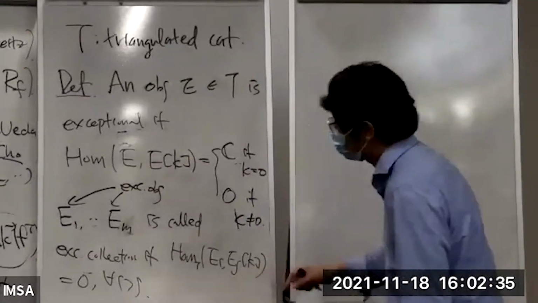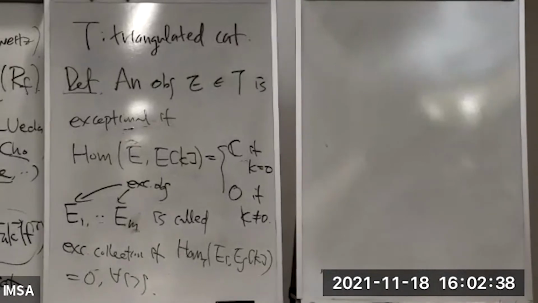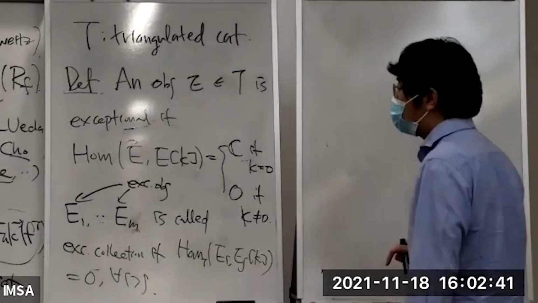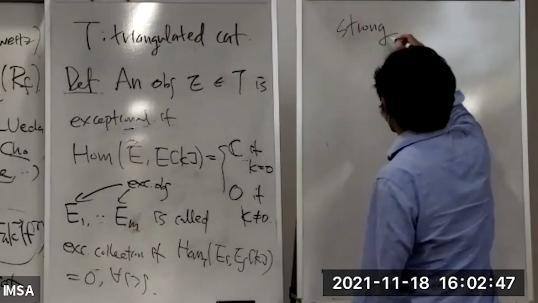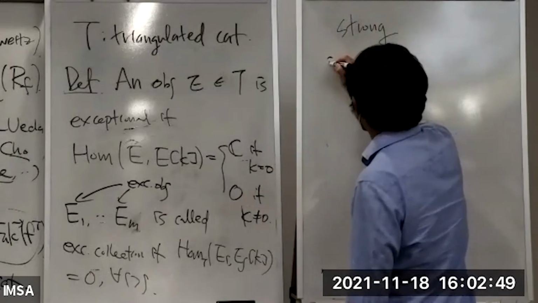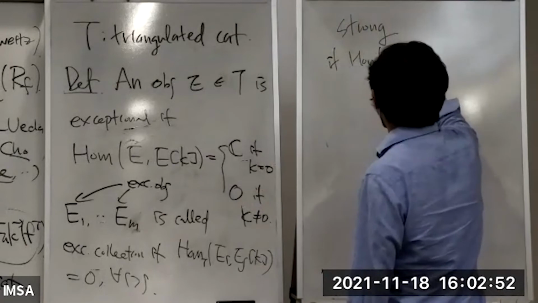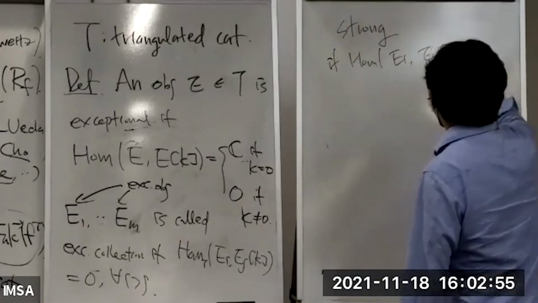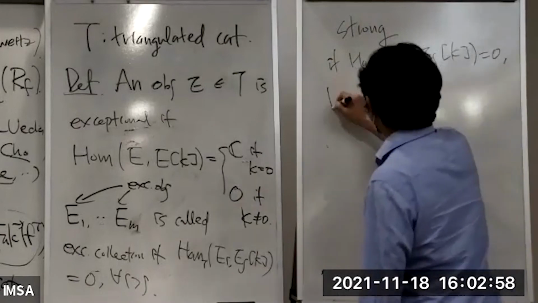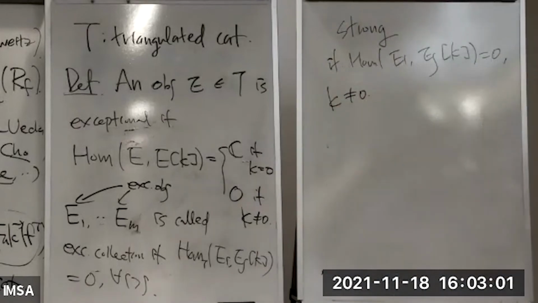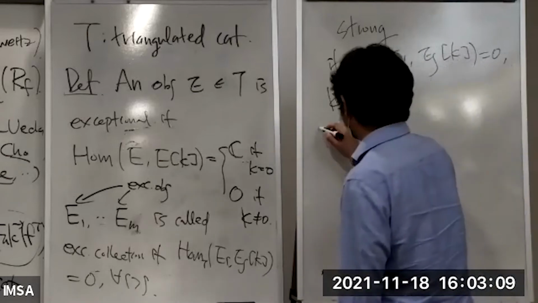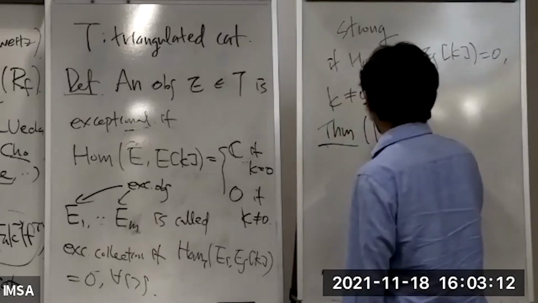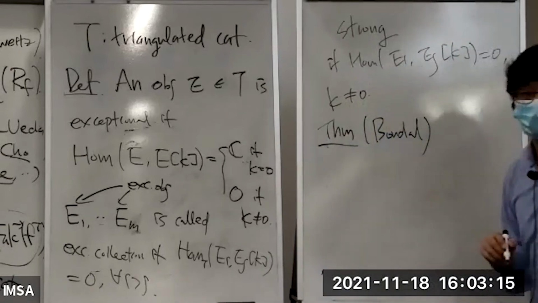Why does an exceptional collection play an important role? Because there's a notion of a strong exceptional collection. It is strong if Hom from E_i to E_j[k] is zero for all k. Anyway, if I have a strong exceptional collection, then there's a theorem by Honda. There is no condition on i and j in strong.